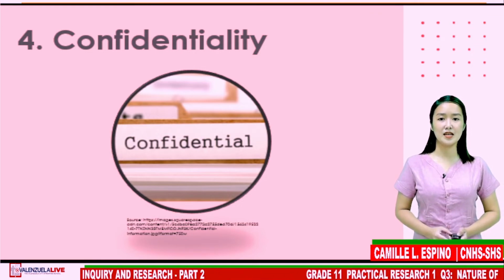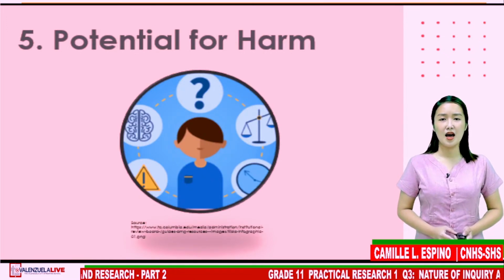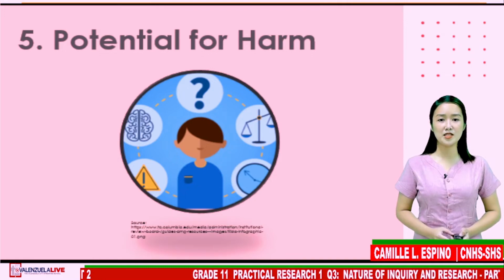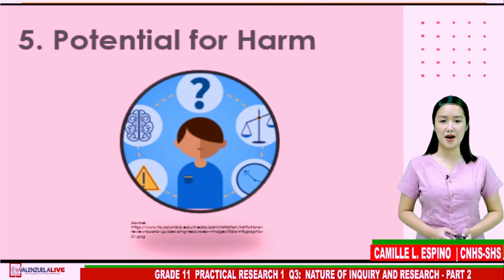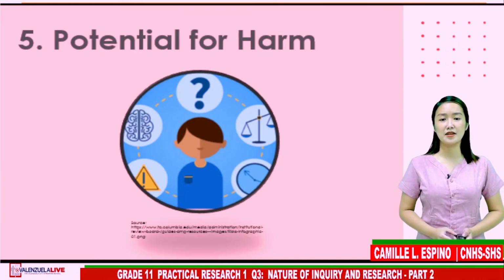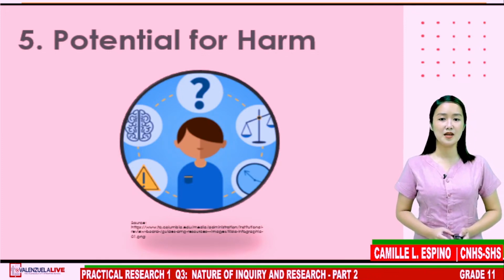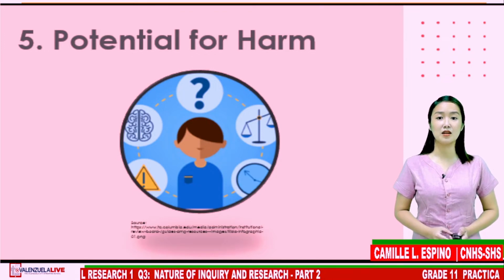The fifth is potential for harm. As a researcher, you must consider all the possible sources of harm to the participants. Harm can come in many different forms, such as social harm, psychological harm, physical harm, or even legal harm.